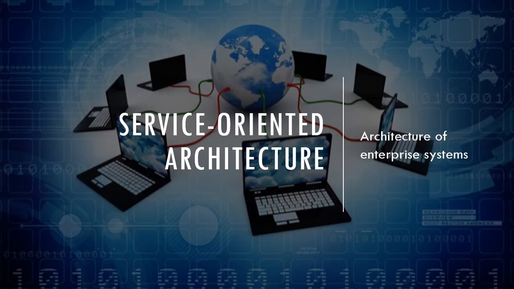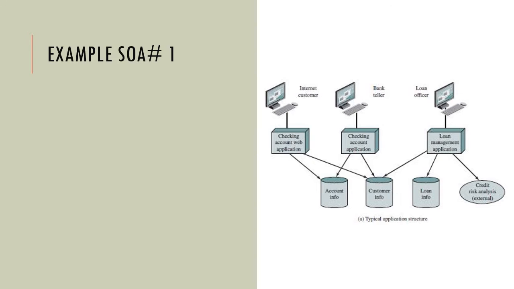We continue this lecture with the subtopic Service-Oriented Architecture. Let us look at an example service-oriented architecture. This is our first example. If you look closely at the diagram, you will see that there are three databases that make up this system. One is for account information, the other is for customer information, and then there is another for loan information.